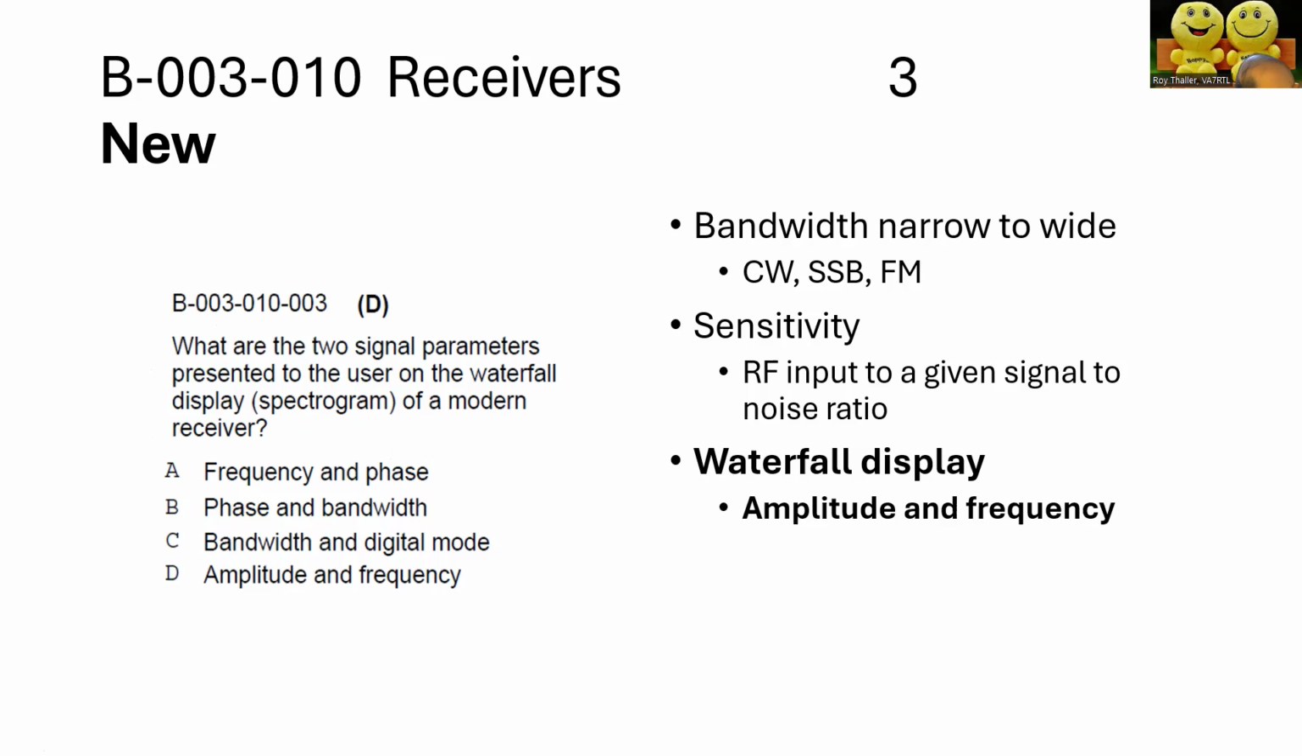There is a new question. What are the two signal parameters presented to the user on a waterfall display spectrograph of a modem receiver? When you look at the spectrograph, this is similar to a spectrum analyzer. So it shows D, amplitude and frequency. Frequency is on the bottom and amplitude is the height of the signal. So you can see what signals you're receiving and how strong they are with a waterfall display.